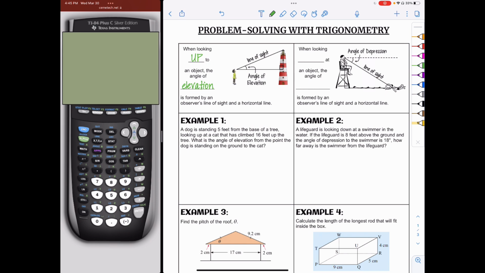Similarly, when you have angles of depression, that happens when you are looking down at an object. You will have an angle of depression, and it is going to be formed by the angle that is made by a person's line of sight, meaning them looking down at something, and the line that is created when they're looking straight ahead.